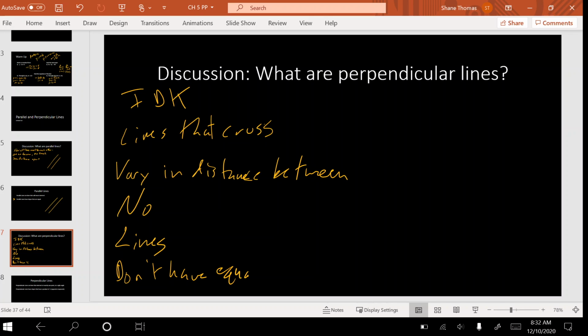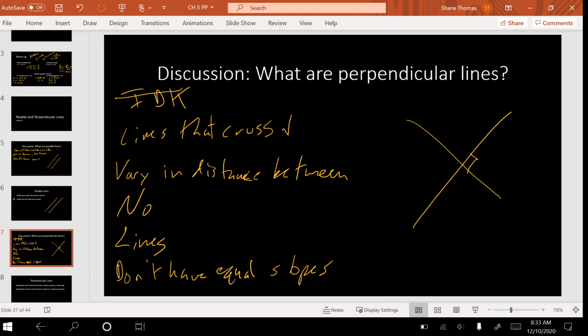All right, so we did pretty good on parallel. Perpendicular was a little rough. Okay? I know you've heard it before. So perpendicular lines, maybe if I do this, it might bring back a little something. Looking at these, I'm going to say no. Yeah, they do cross.